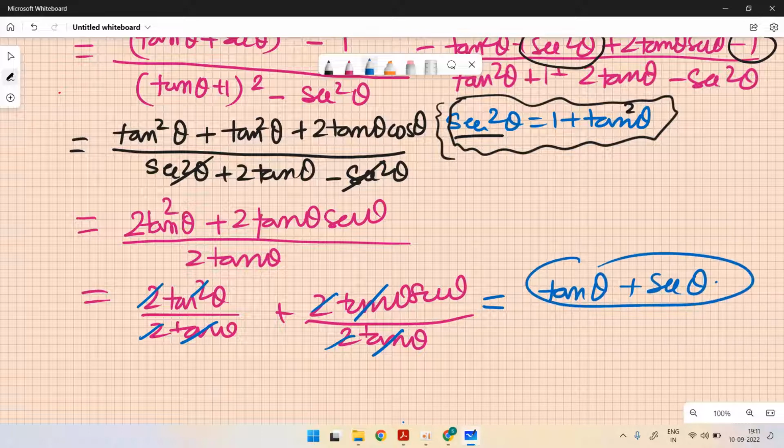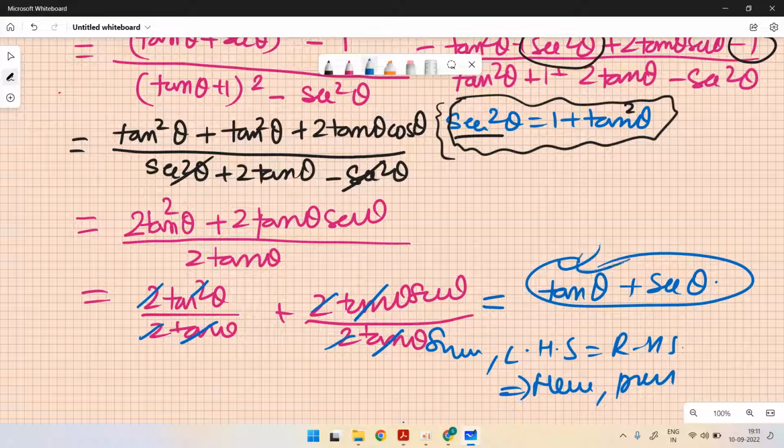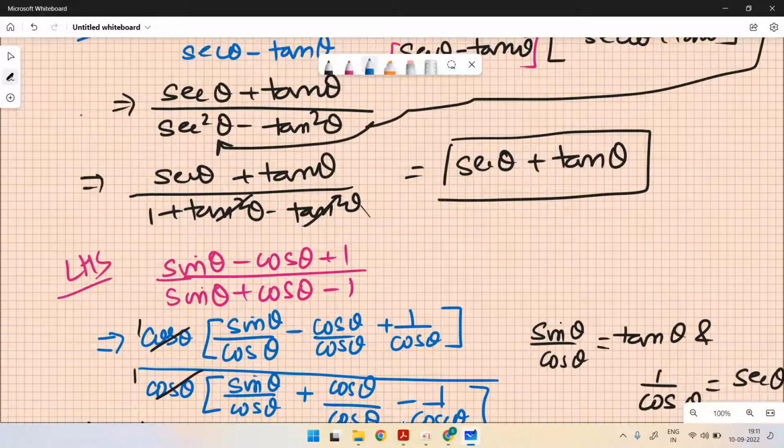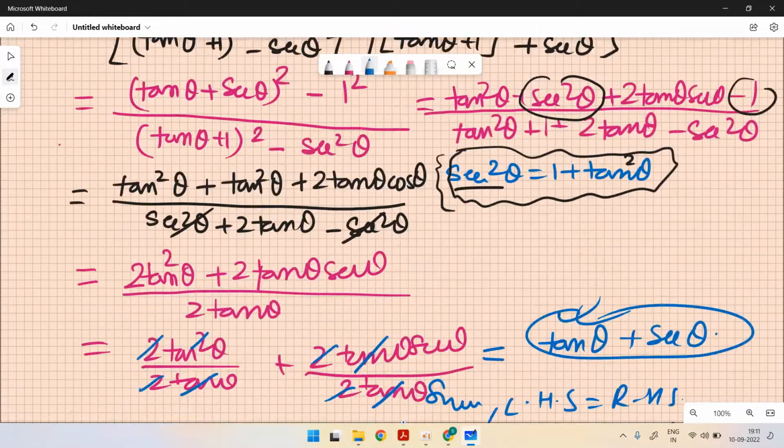Now you can see that my LHS is equal to RHS. Since my LHS is equal to RHS, hence proved. This is my LHS, and from above you can see that this was my RHS, so LHS is equal to RHS, hence proved.